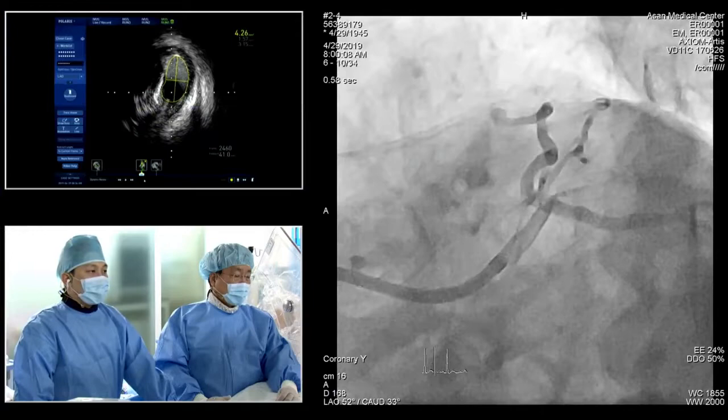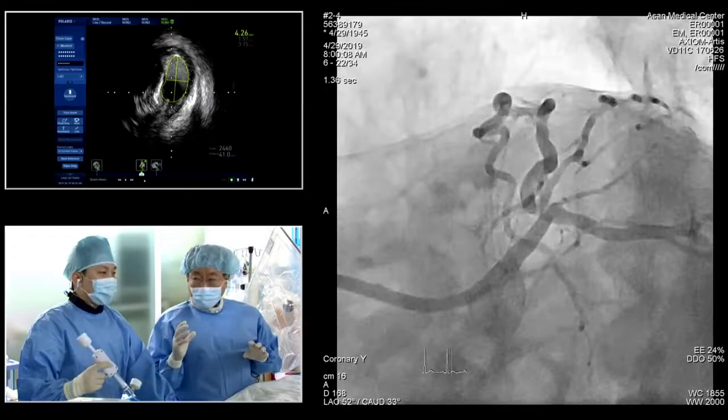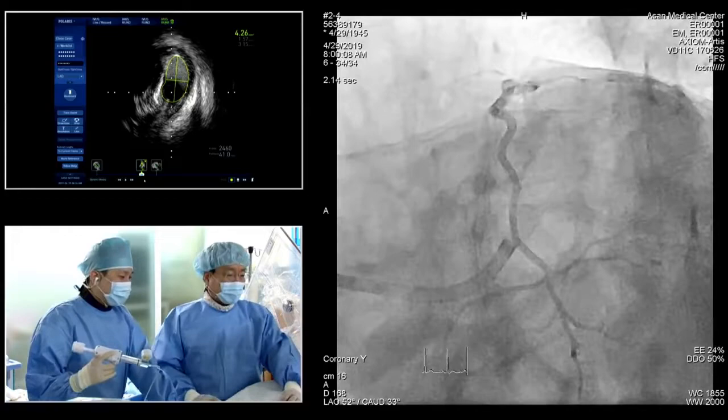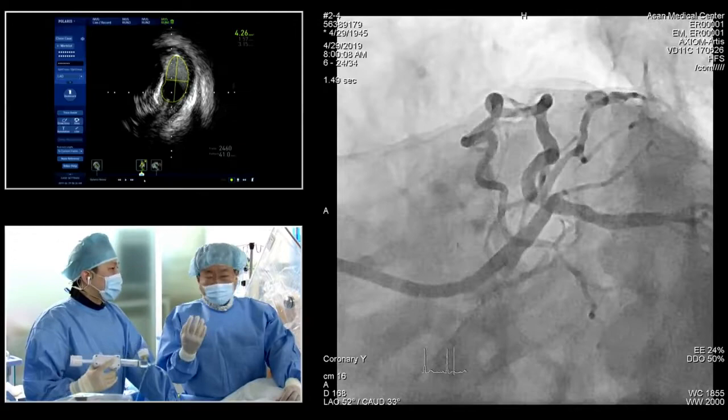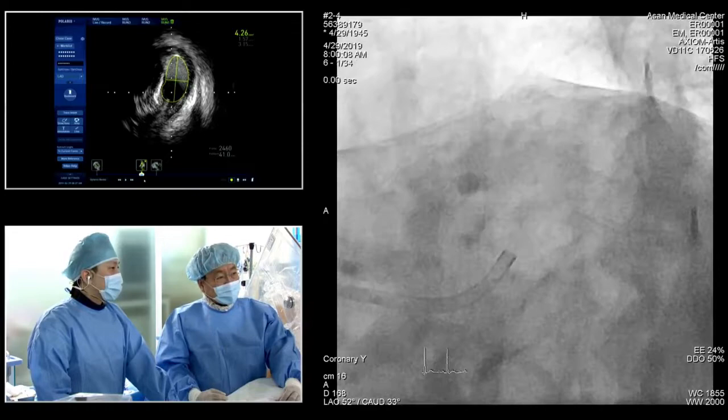All right. Actually, the second case is a little bit tough, so I would like to save the time for that. And Dr. Kao suggested a totally different insight from the IVUS findings. So we're going to do a single stent crossover from the LAD to the left main.